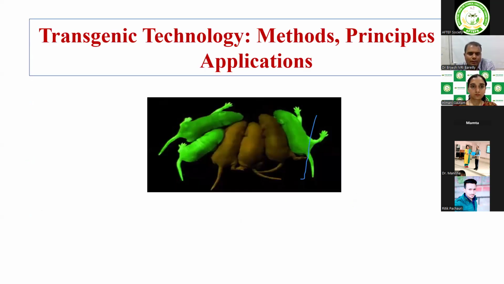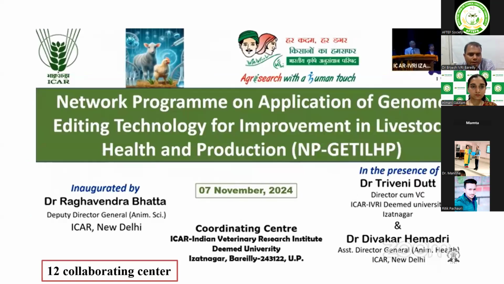Then, if you talk about transgenic technology and method, principles, and application. In that context, Government of India has also given a very big project network program on application of genome editing technology for improvement in livestock health and production. There are, I think, some 80 crores they have given, 12 collaborating centers. Some are working on health aspects like vaccine production through editing and all, and some are working on production aspects, especially NDRI, CIRG, CIRB.